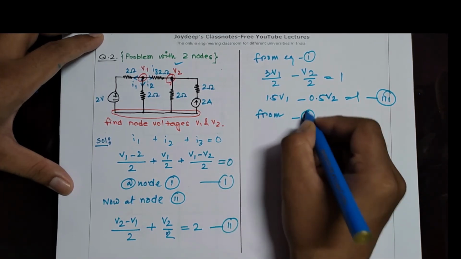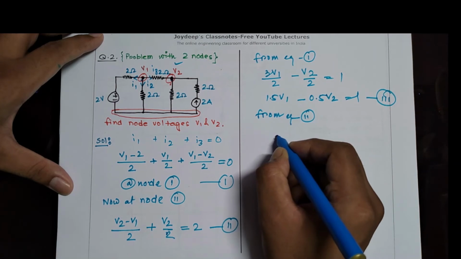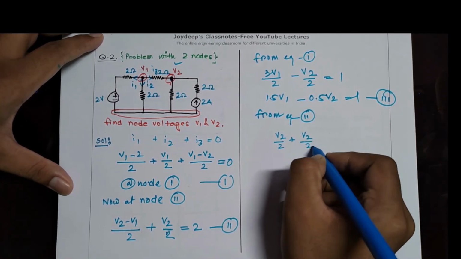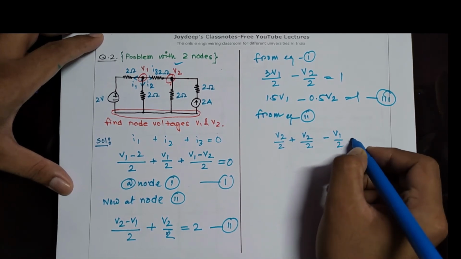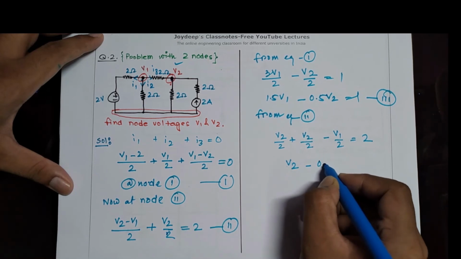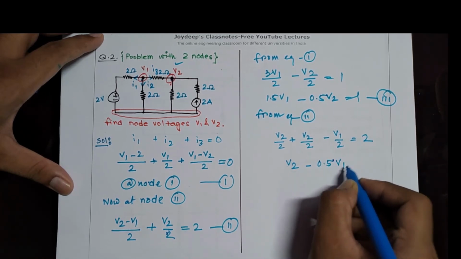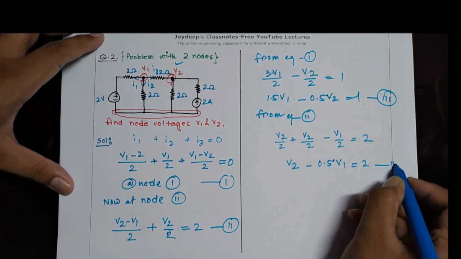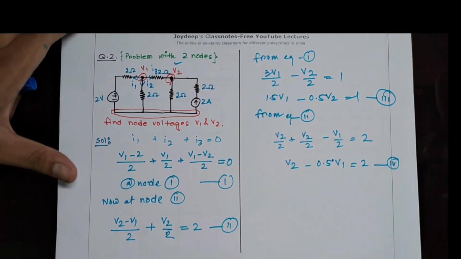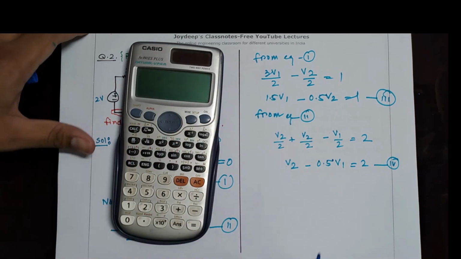From equation 2, v2 by 2 plus (v2 by 2 minus v1 by 2) is equal to 2. That means v2 minus 0.5 v1 is equal to 2. That's your equation number 4. Now let us solve that. We'll be solving this with the help of the calculator. You can do it manually as well.